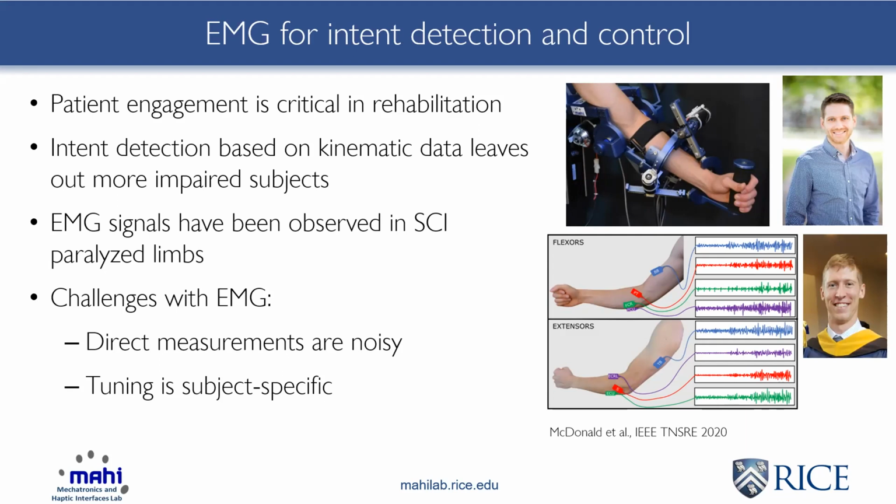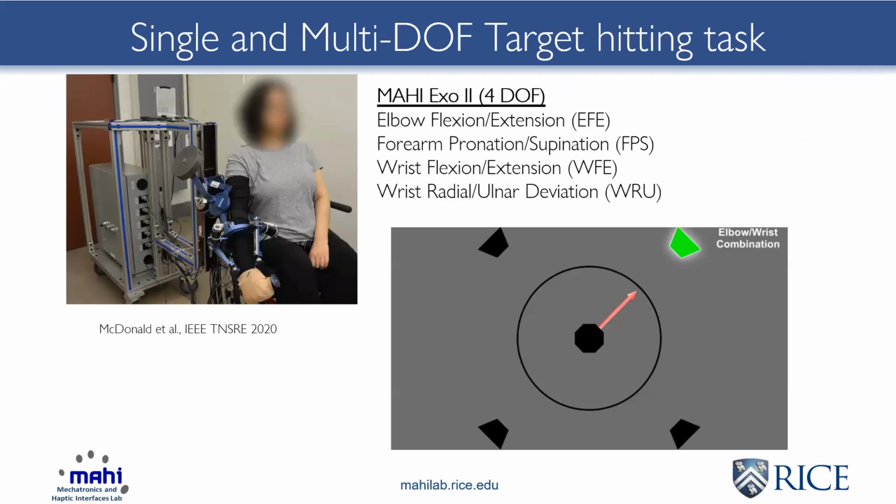Looking at this opportunity, we want to use it, but there are still some challenges that need to be approached. One is that when we use EMG, the direct measurements that we take are noisy and hard to interpret. Another is that the tuning that we need for this is subject specific. So I'm going to discuss how we approach these challenges by performing an experiment to identify how we can use this in combination.